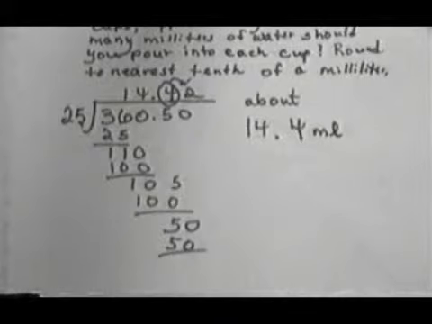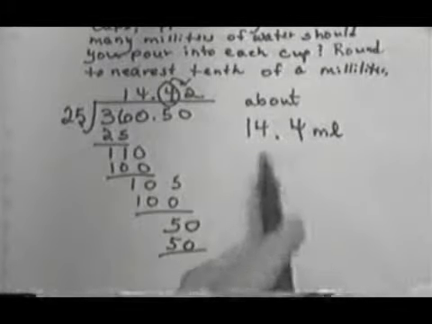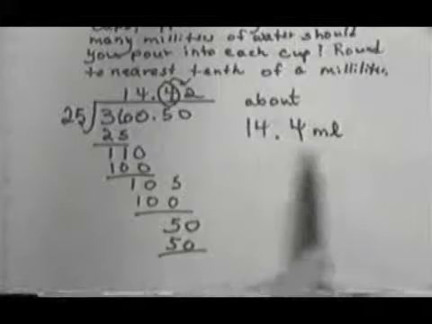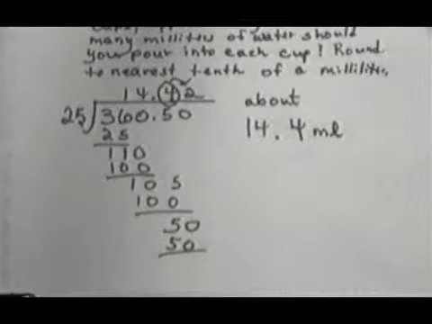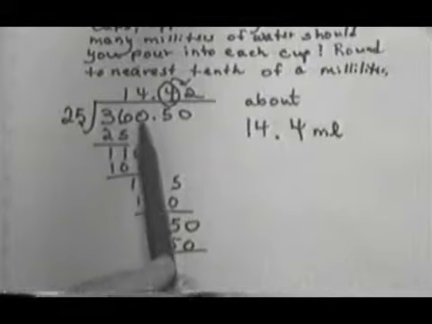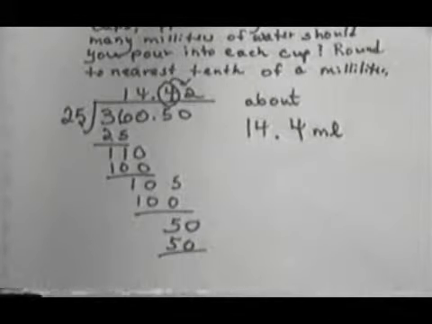Milliliter is a metric unit of measurement for measuring liquid. So we'd have to put 14 4/10 milliliters into each of those little 25 cups. So all the cups would have the same amount, and we'd use up our 360 50 hundredths milliliters.